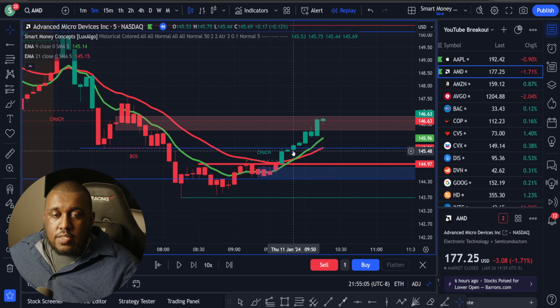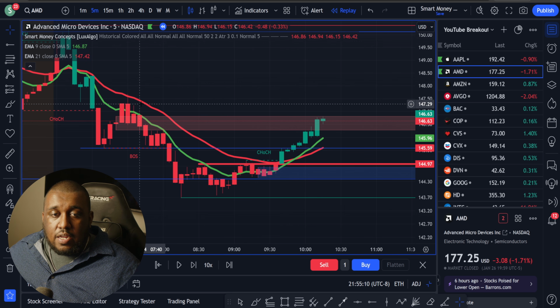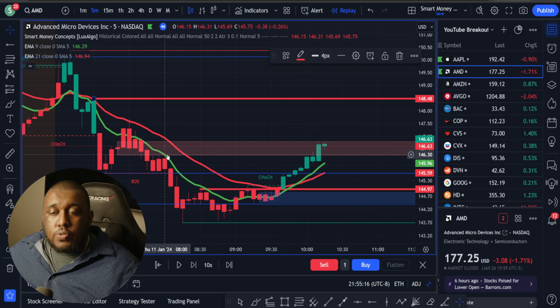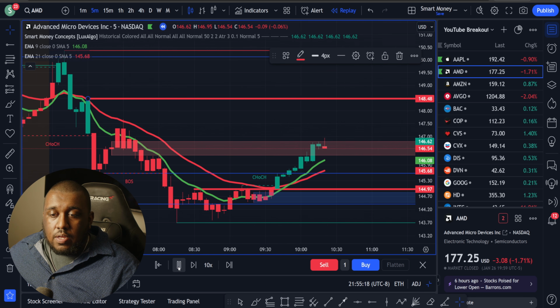Where's your level of resistance? It's kind of right around here. So that's your in and out day trade. If you guys want to have a level of resistance here and another level of resistance here, let's just add another line. You could have a scale out, 50% of your trade right there, another 50% right there. But you got to watch.